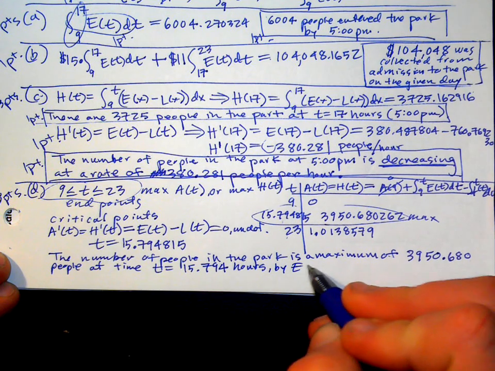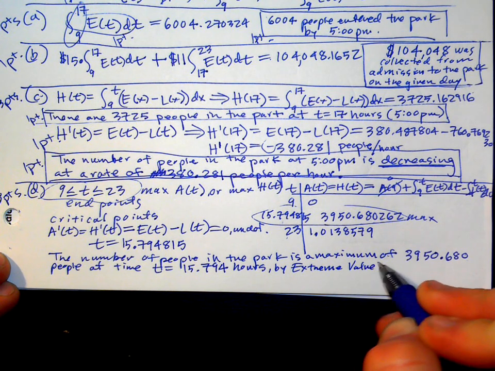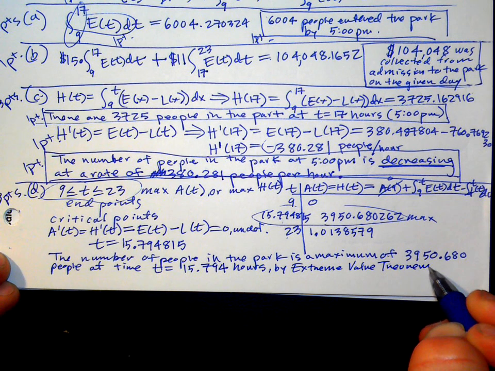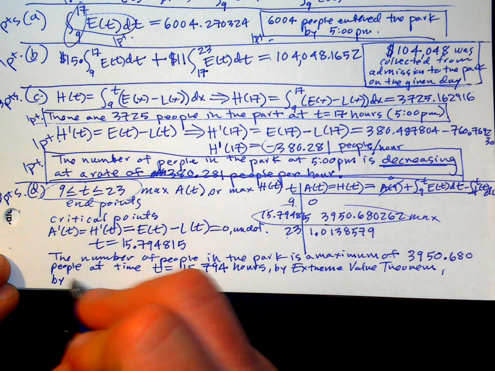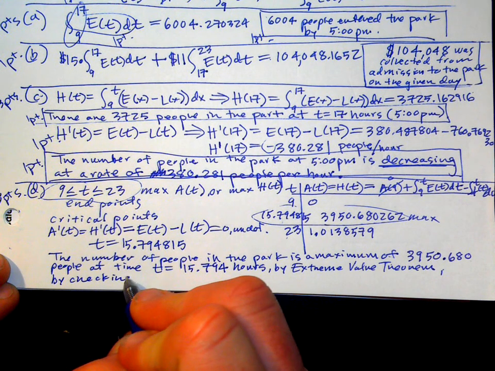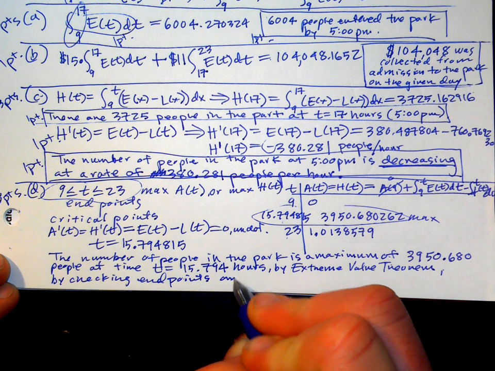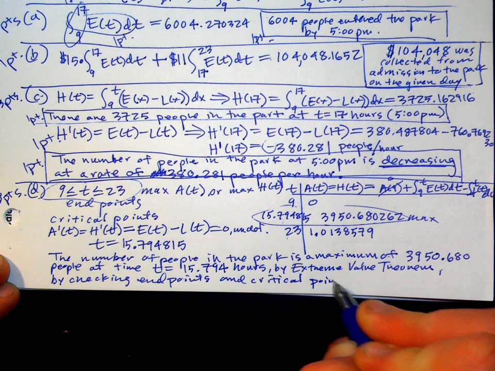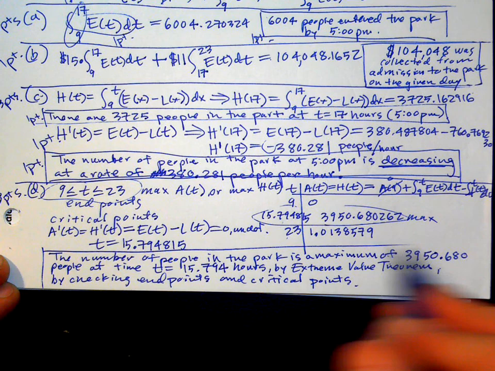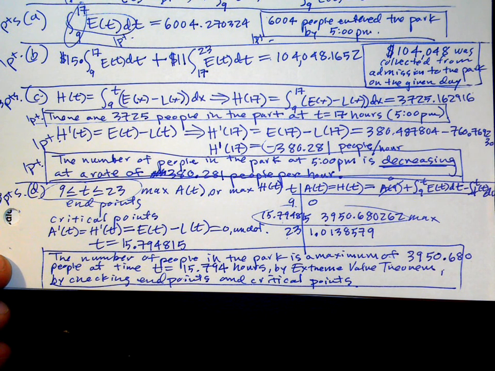By extreme value theorem, write it out. Don't write EVT. Write extreme value theorem. Now, naming the theorem usually isn't enough. You should name it, but then you need to say how the theorem works: by checking endpoints and critical points.